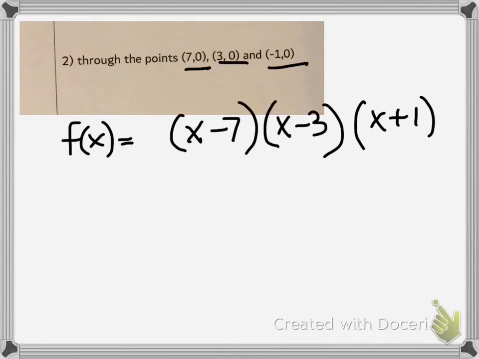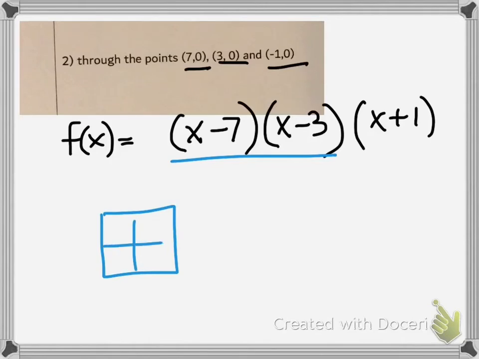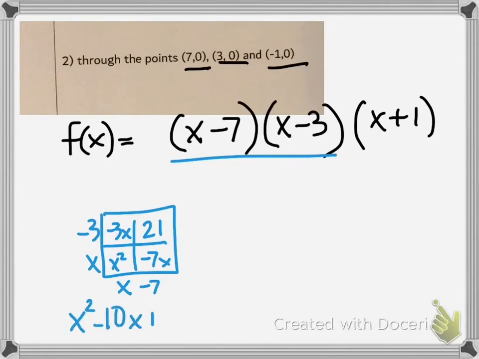Okay. Now the crummy part, we do have to get it into standard form. So I'm going to start with these two here. We've got x minus 7 and x minus 3. Okay, x squared, -7x, -3x, and positive 21. So I've got x squared minus 10x plus 21. Now, unfortunately, that represents these, but I still need to multiply that by x plus 1.